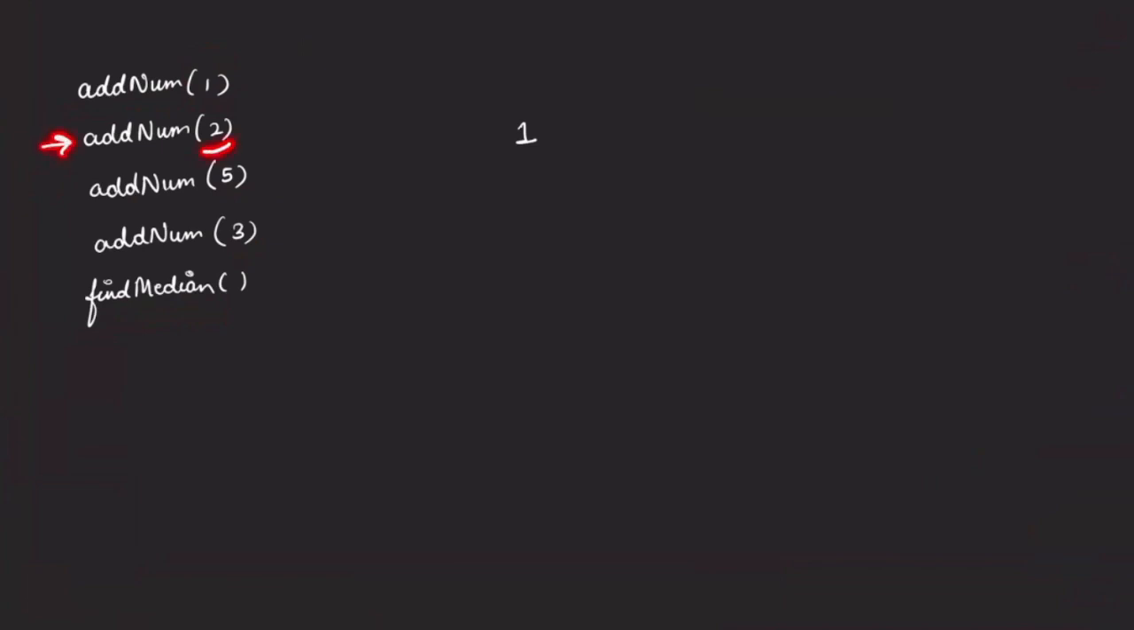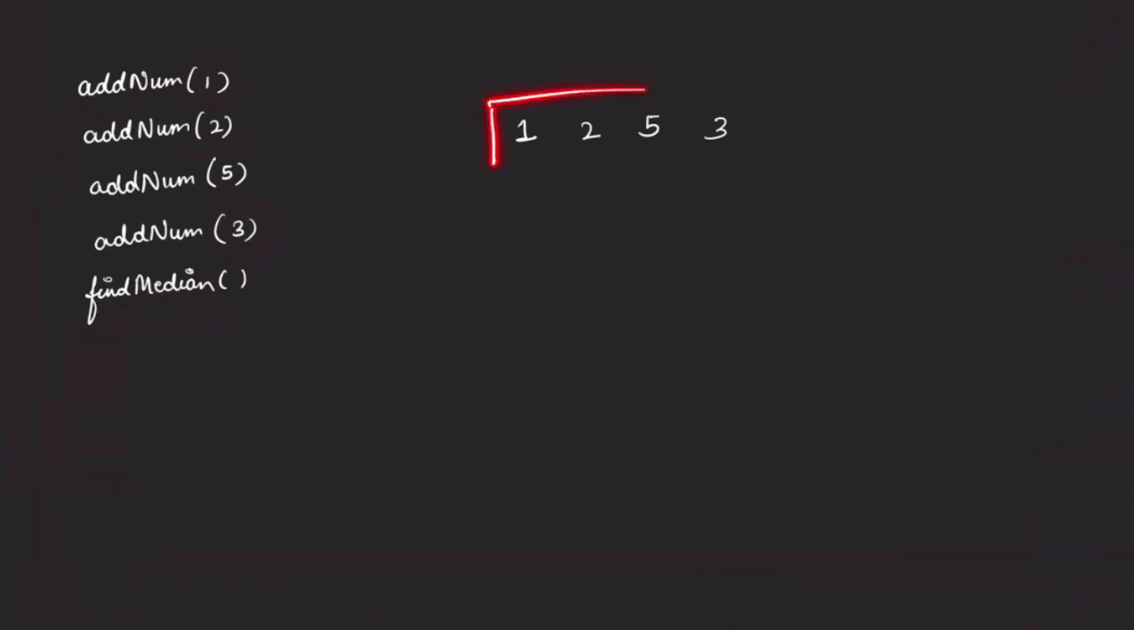So if you see in this particular example, first we got 1. So I'll just write it here. So we have 1 right now. Next is called addNum 2. So we have got another number that is 2. Next we have got 5. So another number is 5. And then we have got 3. So the next number is 3. And then findMedian is called. So that means we need to find out the median of these many elements.